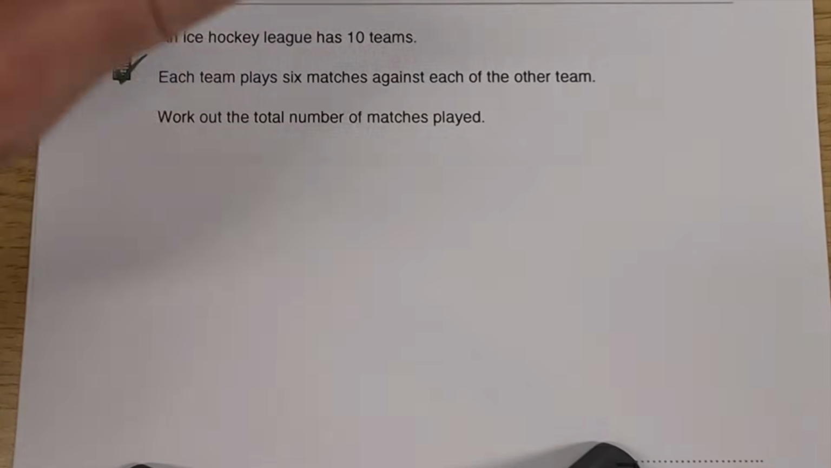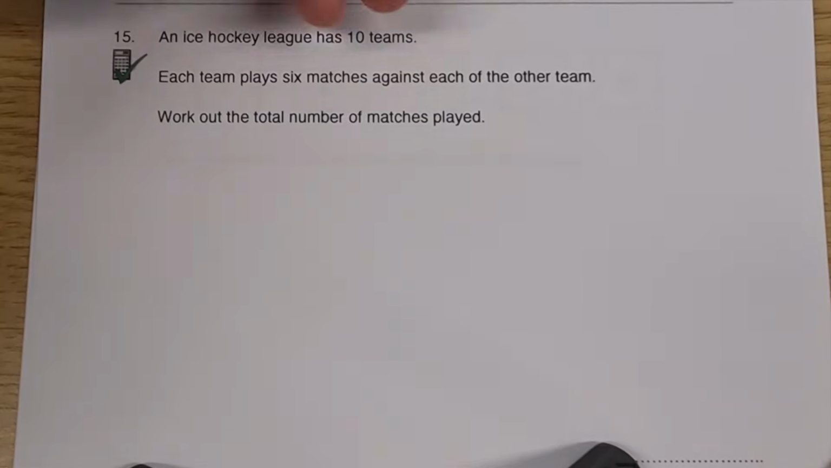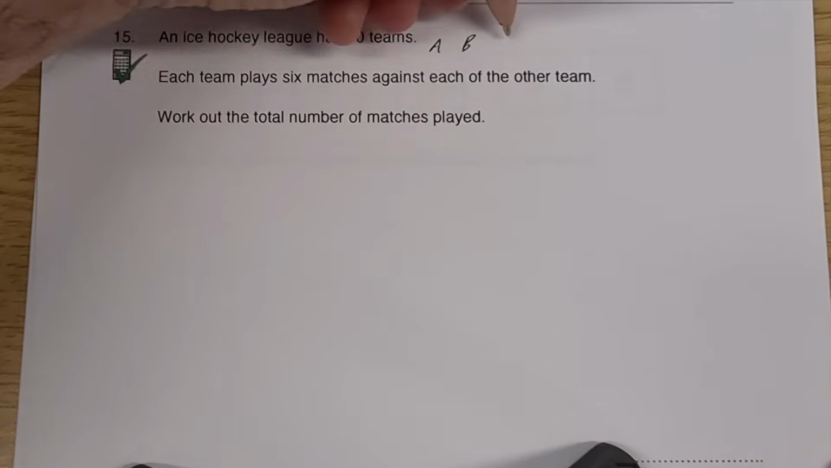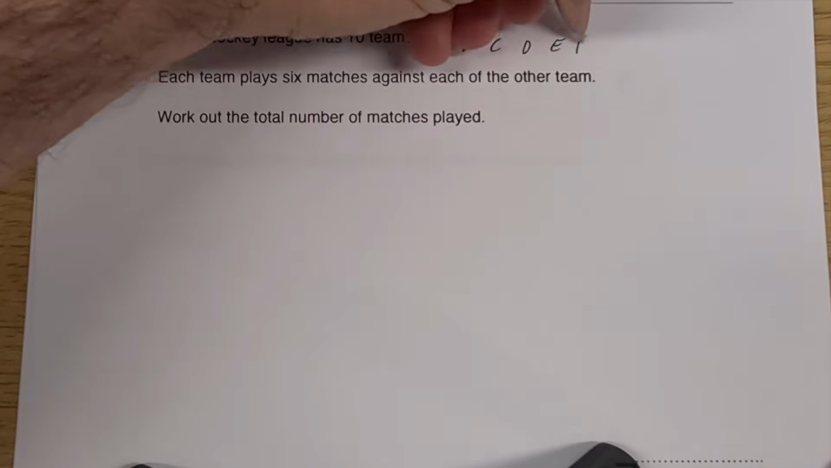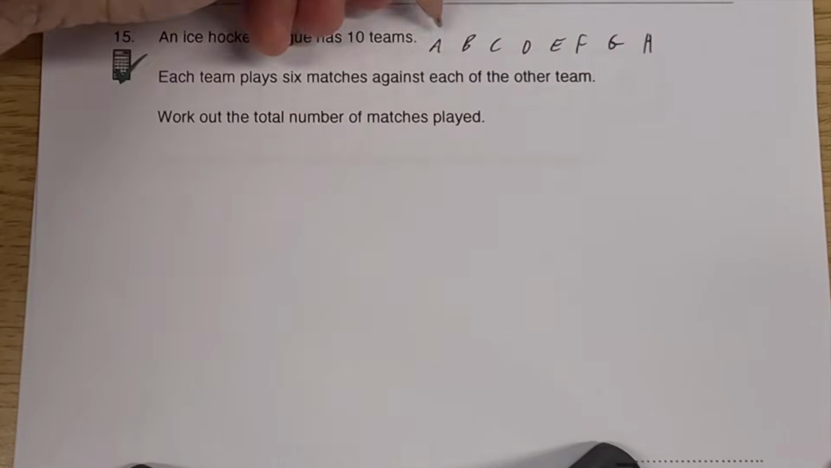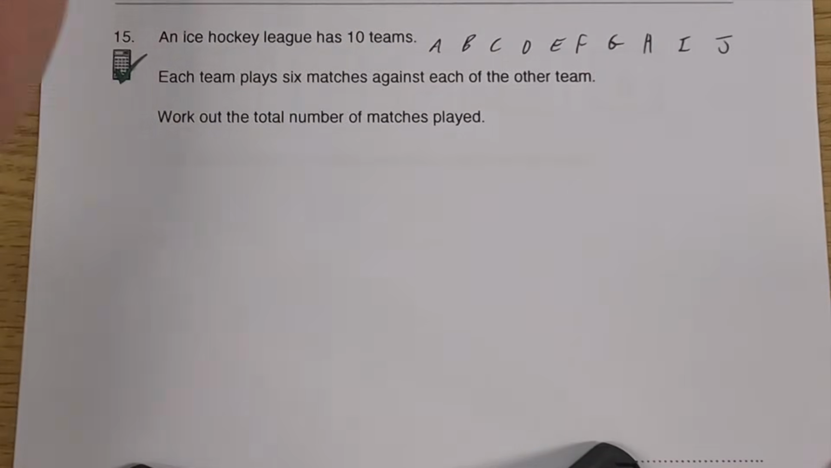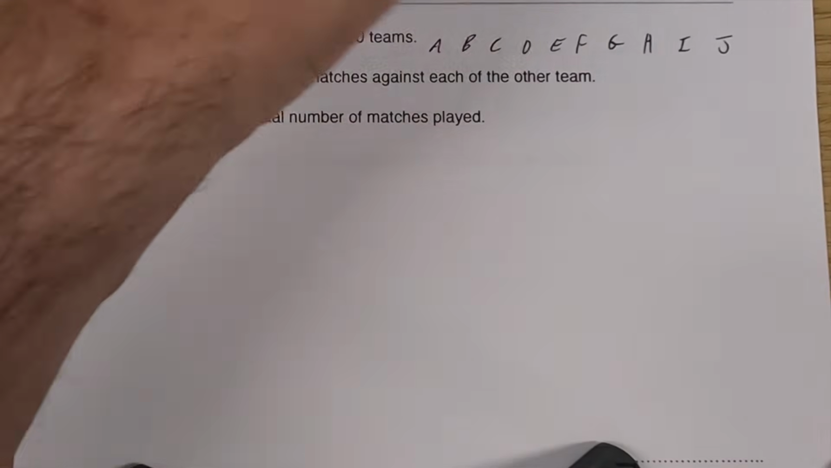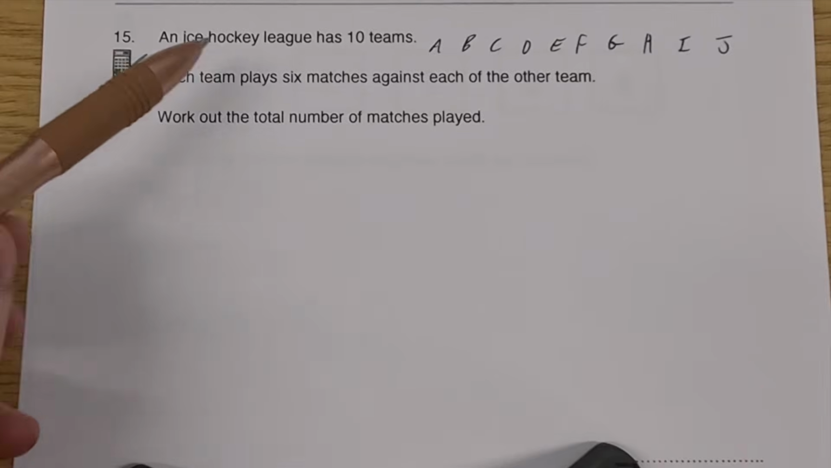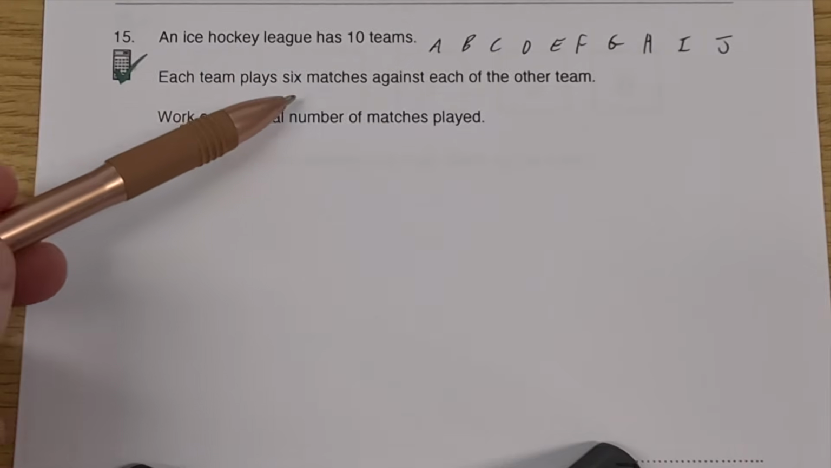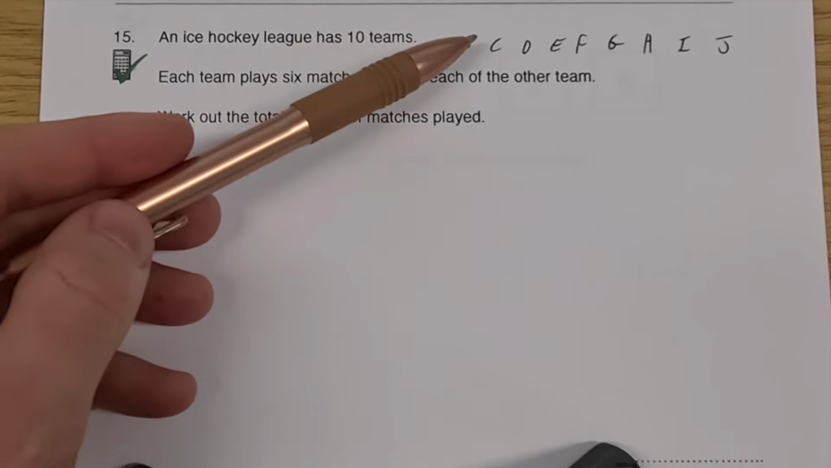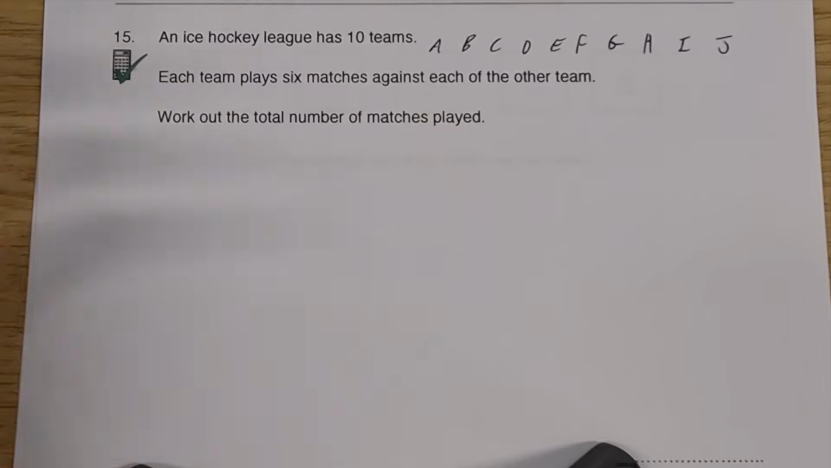If there's 10 teams, I'm just going to label them and call them names to begin with. So I'm just going to call them A, B, C, D, E, F, G, H. Let's just check: 1, 2, 3, 4, 5, 6, 7, 8, 9, 10. So if we go A to J, that's 10 teams. So we've got our 10 teams, and they're going to play each other 6 times. So A plays B 6 times, A plays C 6 times, and so on.